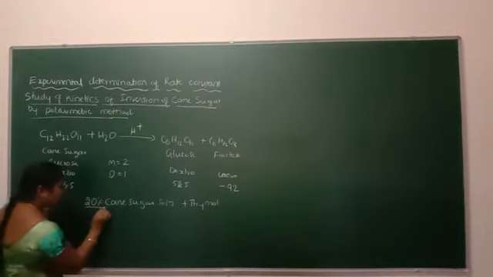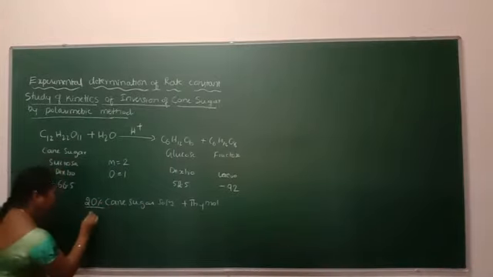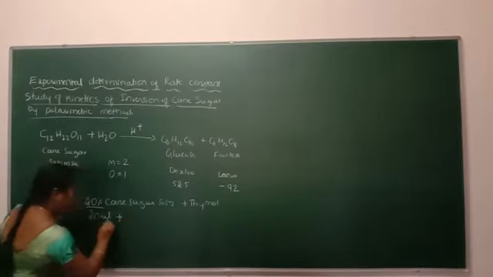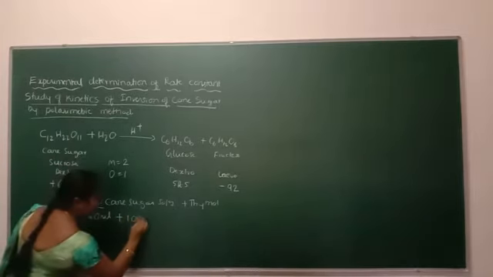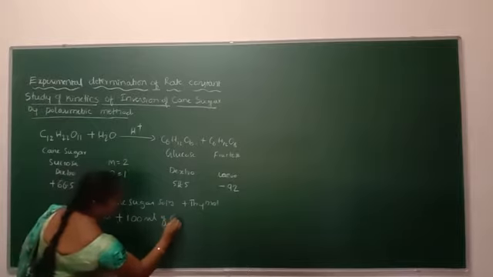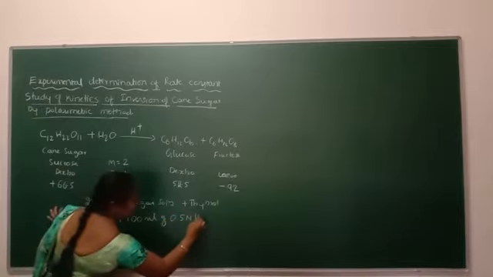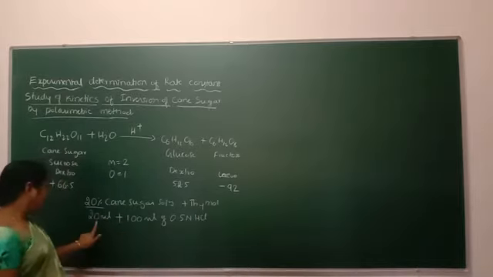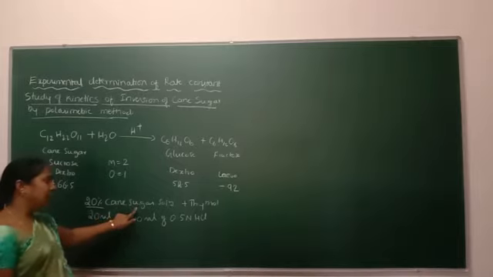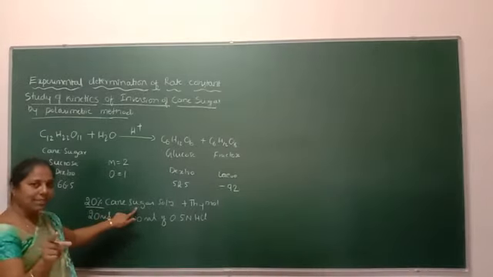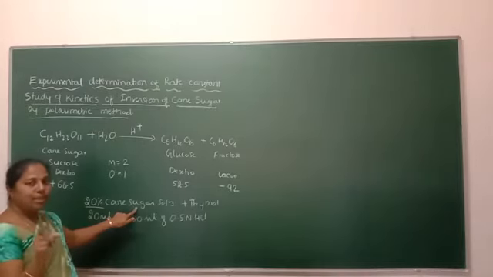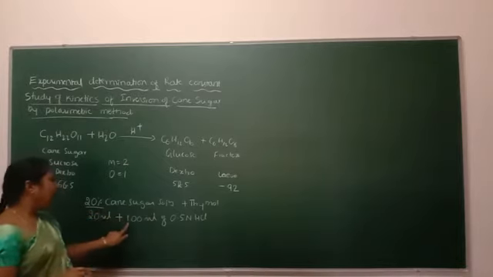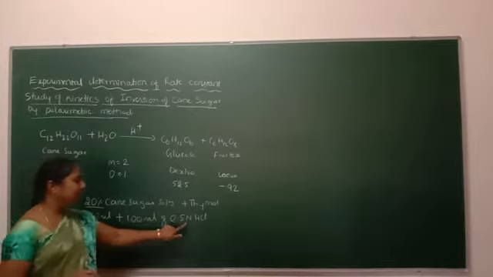Next, from this 20% cane sugar solution, we are going to take 20 ml, and we will add this 20 ml into 100 ml of 0.5 normal HCl. So this HCl is acting as a catalyst. We have taken 20 ml of cane sugar and we are taking water in excess. Hence the order does not depend upon the concentration of water. So we have taken 20 ml of this 20% cane sugar solution and 100 ml of 0.5 normal HCl.